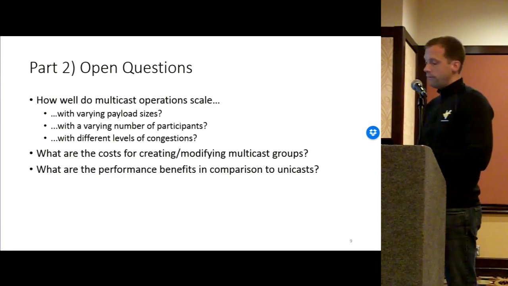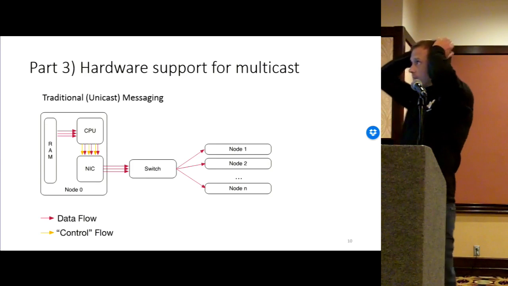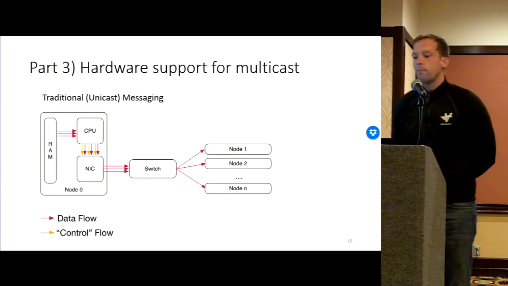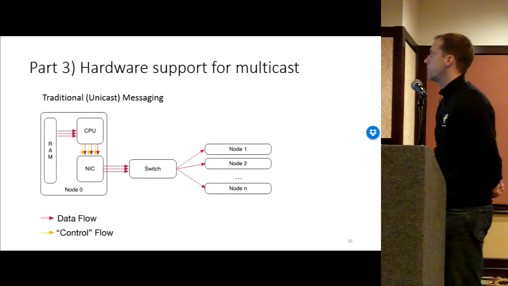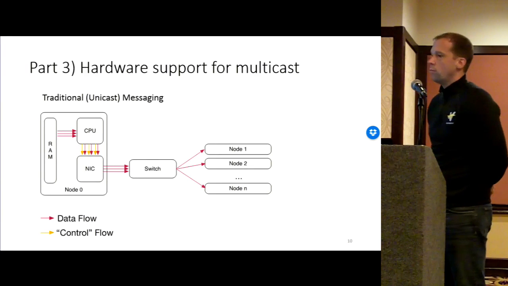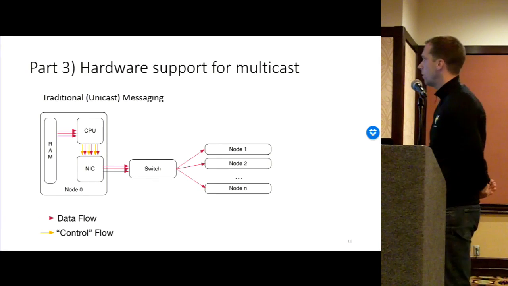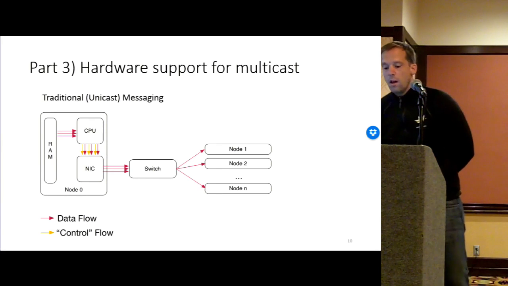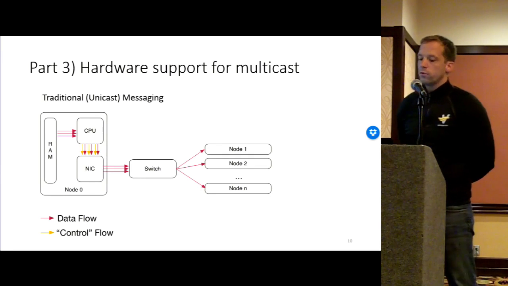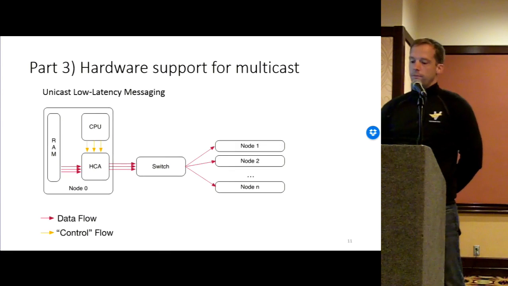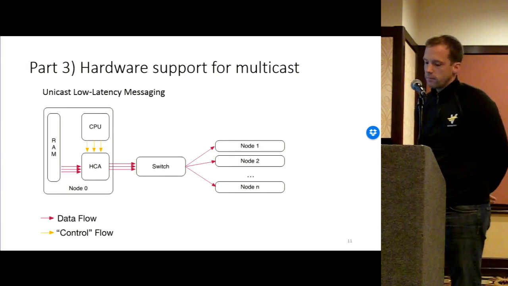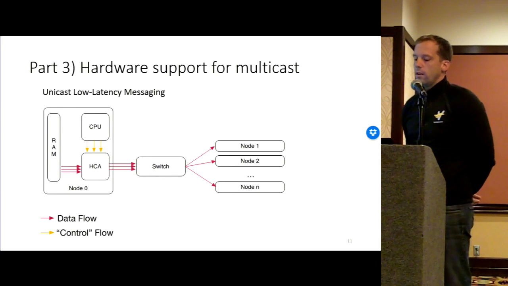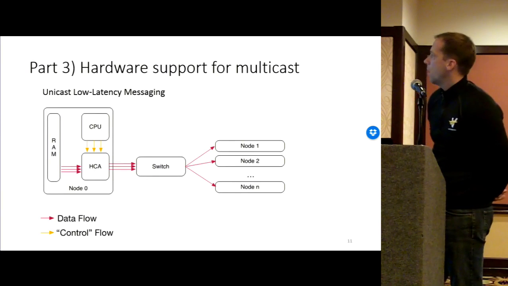And at the end of the day, that brought Markus, who is a PhD student, and me to the idea to do some experiments, and I would like to share what we have done so far. Again, this is a work in progress, so it's not complete. So our understanding looks like this. If we have traditional unicast messaging, the data and the control flow goes from the CPU to the NIC to the switch. It changes a little bit in the context of low latency, where the data flow goes directly from the NIC to the switch and to the different nodes.